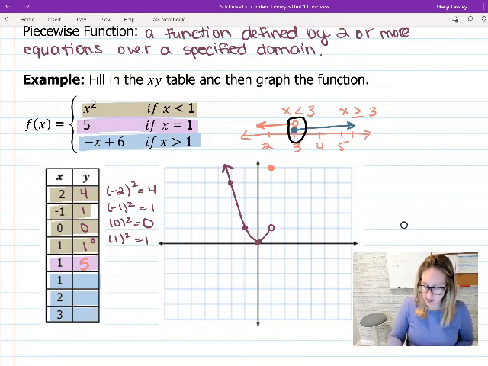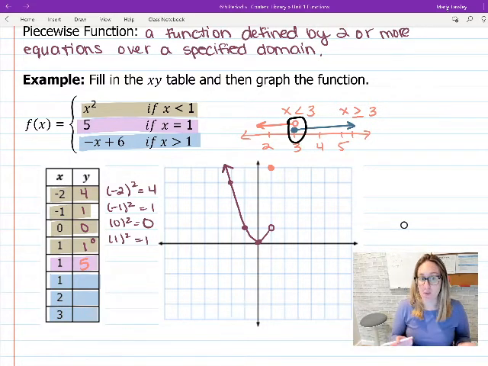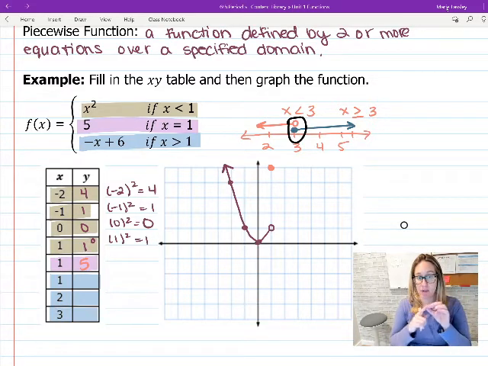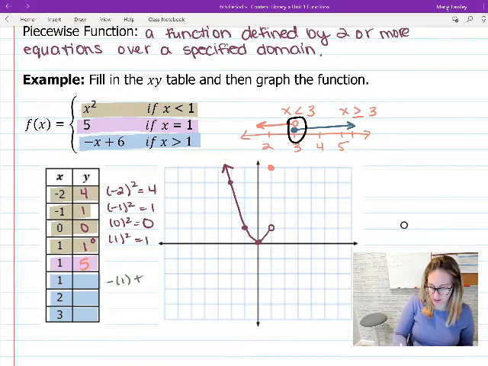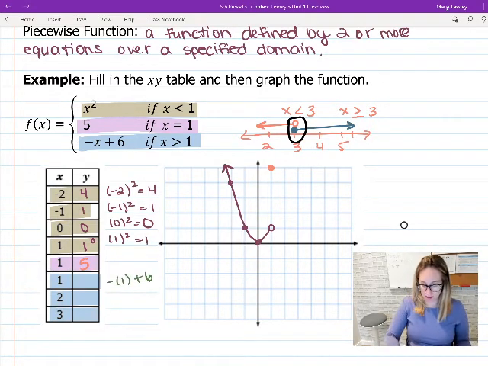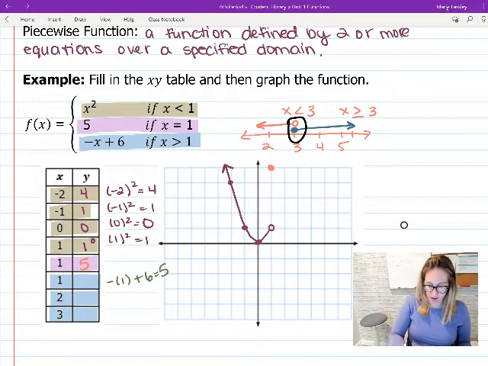All right. Next, we have when x is greater than 1. So we start at 1 and then we're going to use an open dot because it's not included, but everything after that is included. All right, so we'll do 1 first. So if we have negative x plus 6, so -1 plus 6 is 5. So we have an open circle at 5.